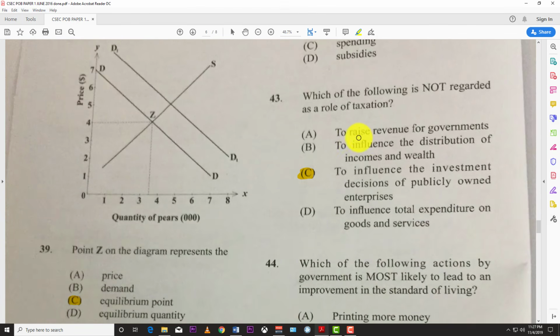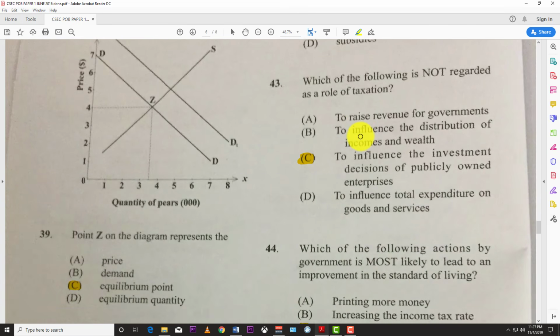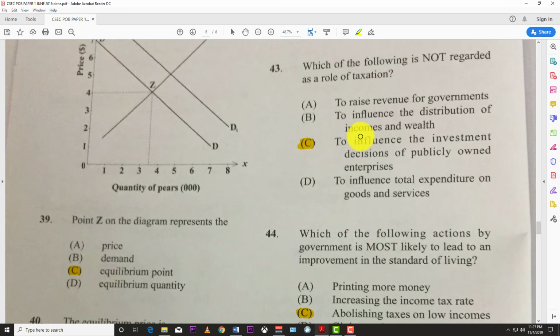Which of the following is not regarded a role of taxation? And the best answer here is to influence the investment decision of publicly owned enterprises. That's not really the role of taxation. Let's look at them individually. Taxation, to raise revenue for government. That's the main thing government get their money from, taxes.